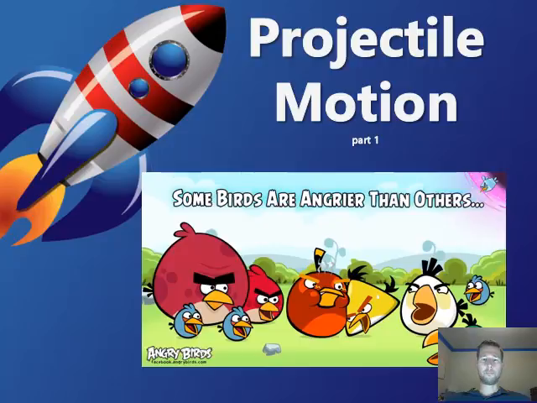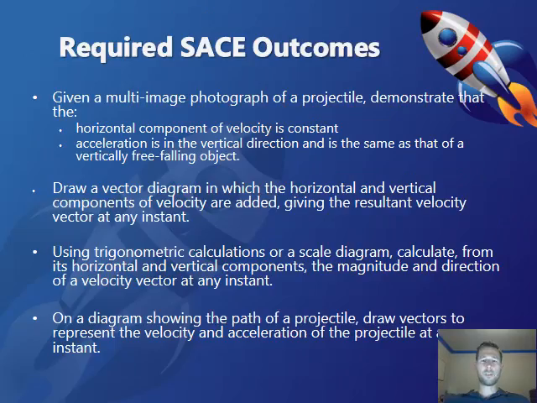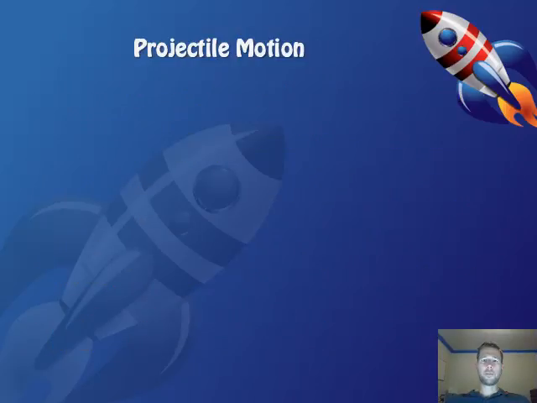This is part 1. At the beginning of each presentation, we'll take what's required from the SACE learning outcomes and put them onto the slides so you know exactly what the presentation will cover. And you can see the 4 points here are listed on this slide. So first we'll define what projectile motion is.